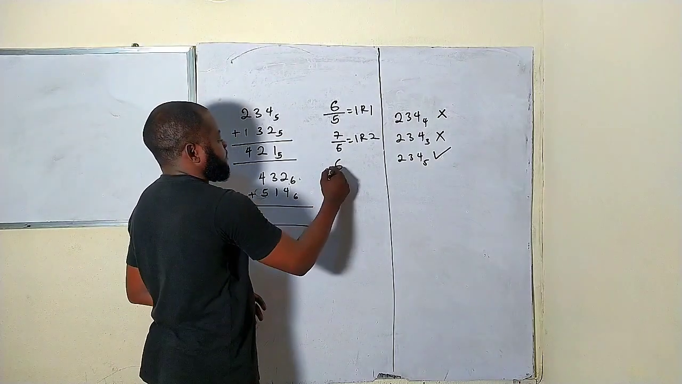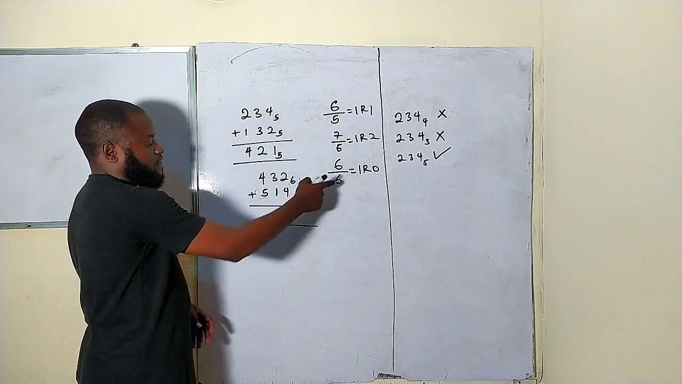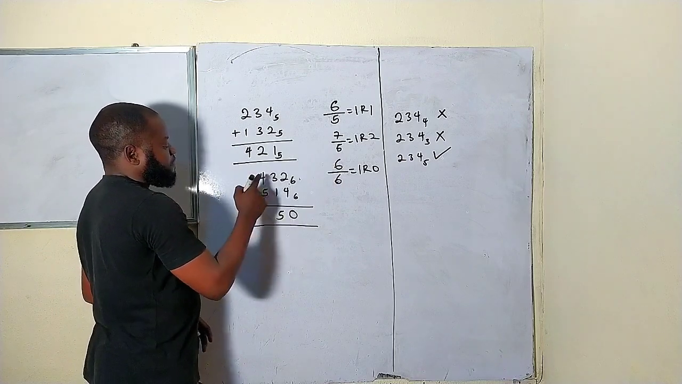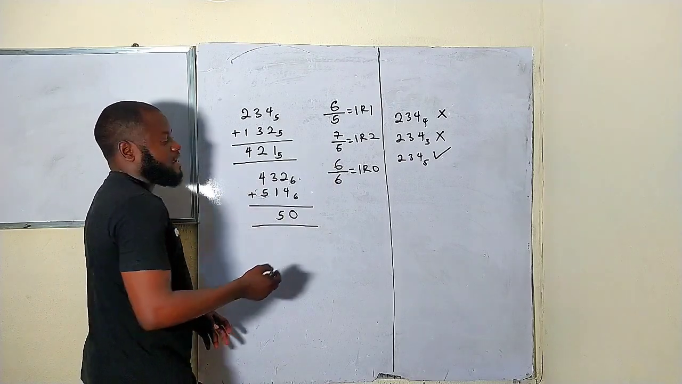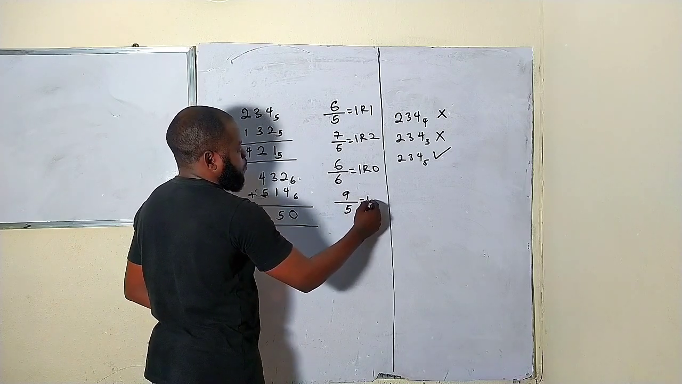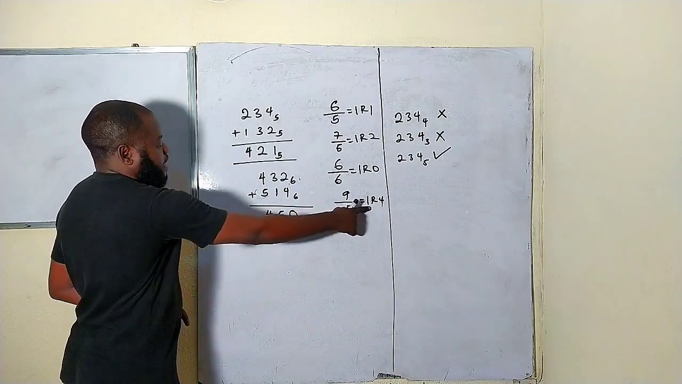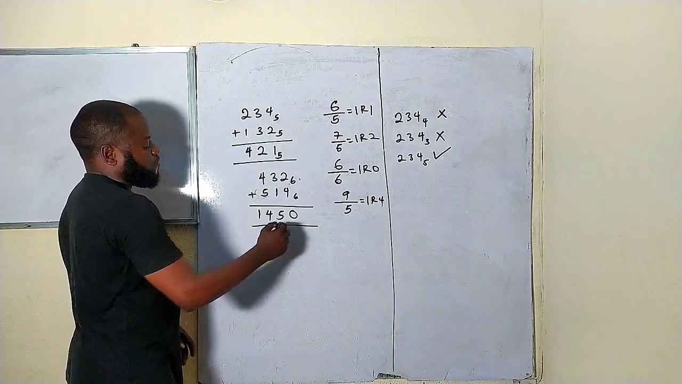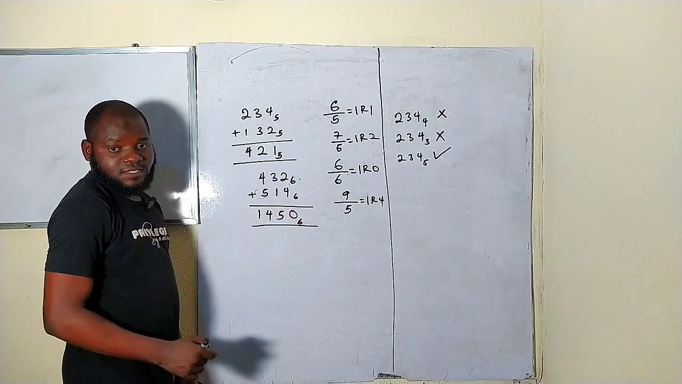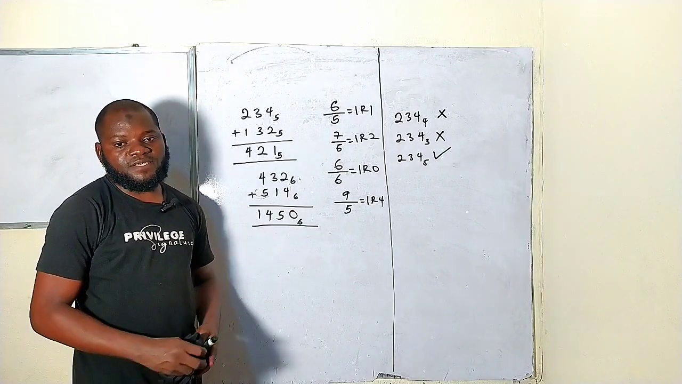So that means you have to say 6 divided by 6, that will be 1 remainder 0. So you write down 0 and you take 1. 3 plus 1 is 4, plus 1 is 5. 4 plus 5 will give us 9. So you have to say 9 divided by 6, that will give us 1 remainder 3. So you write down the remainder and then the 1, you take it to the front. So your result is going to be 1450 in base 6. That is how to add numbers together in number bases.